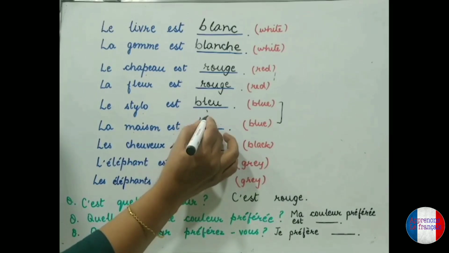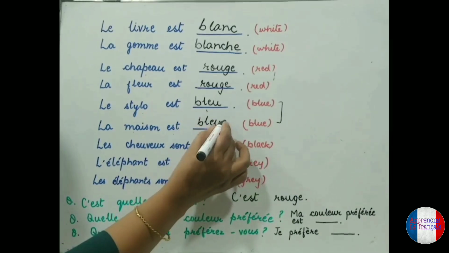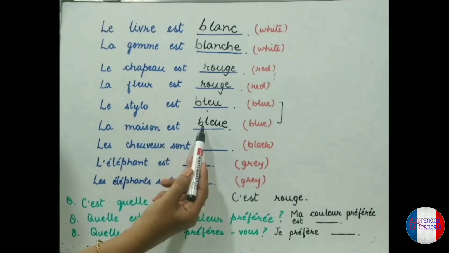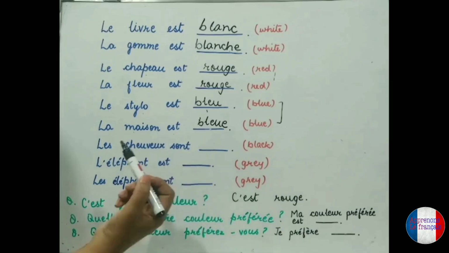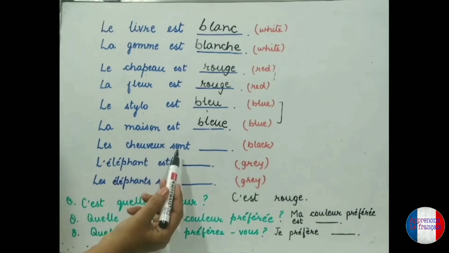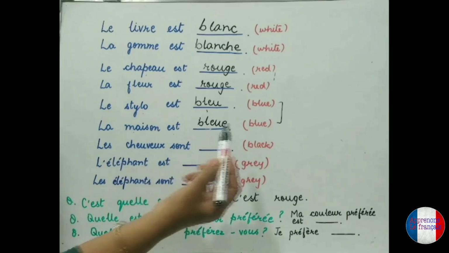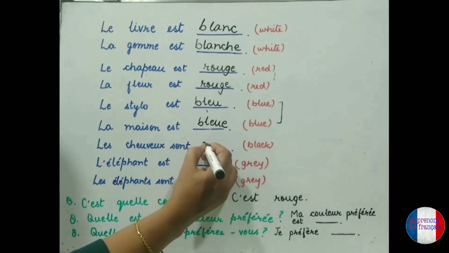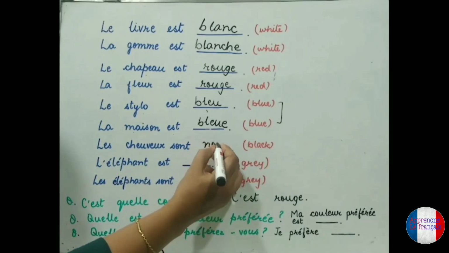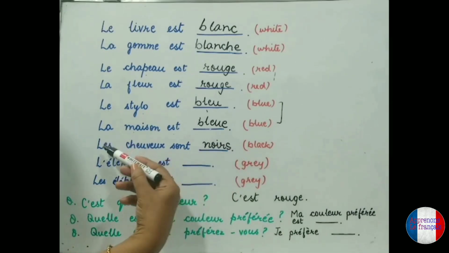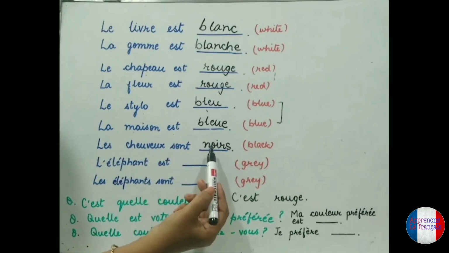To make this feminine, what would we do? We'll just add an E here, so this becomes la maison est bleue. That means the house is blue. Les cheveux sont. Now what is cheveux? It is hair. And you see this is plural. The hair are, and you have to write black. The color black in French is noir. And now because this is plural, so we'll add one more S here. So it will be les cheveux sont noirs.